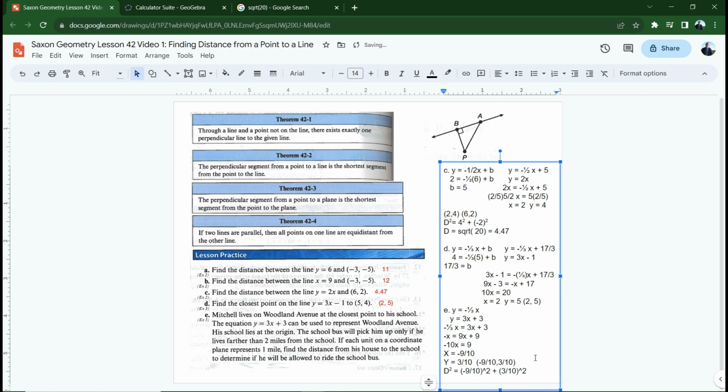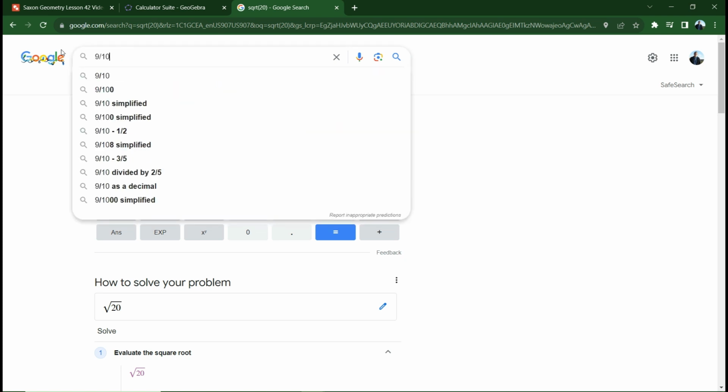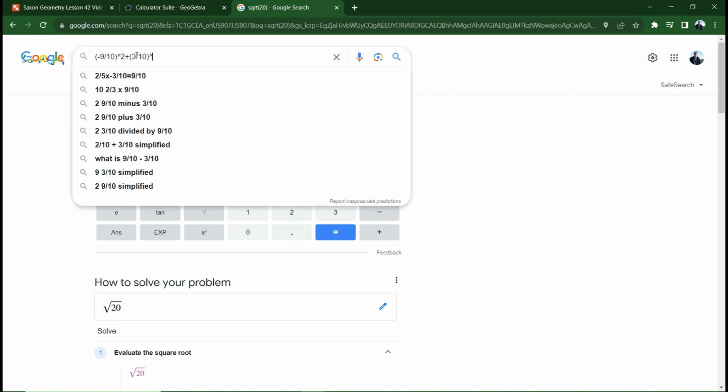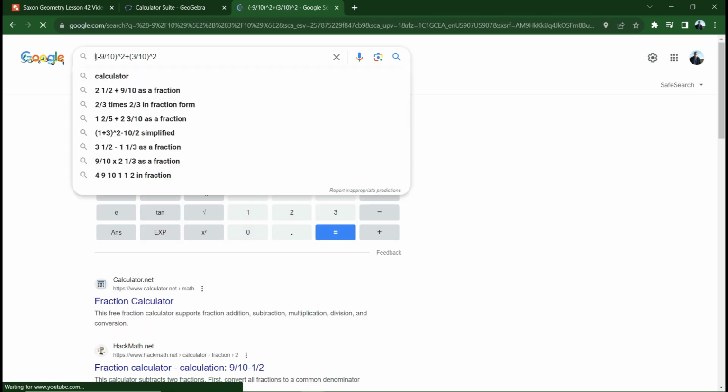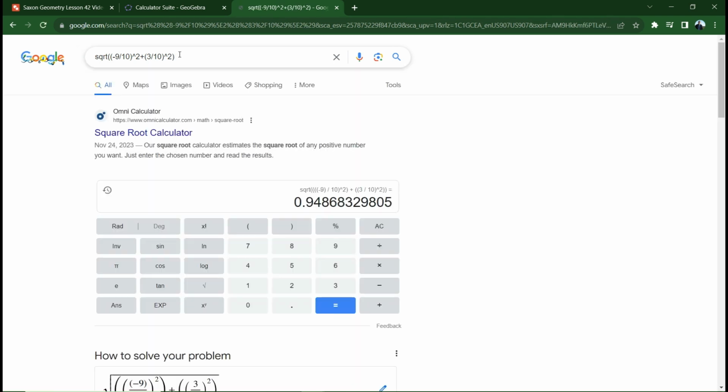Okay, now we're hoping for the student's sake that this number is greater than 2 so that he can ride the bus. Let's see. 9/10 squared plus 3/10 squared. It's negative 9 over 10 squared, but technically it doesn't matter, right? Because when I square it, it's going to become positive anyway. 9/10 squared plus 3/10 squared. And then I need to take the square root of that to get the distance. And the student lives 0.94 miles away.